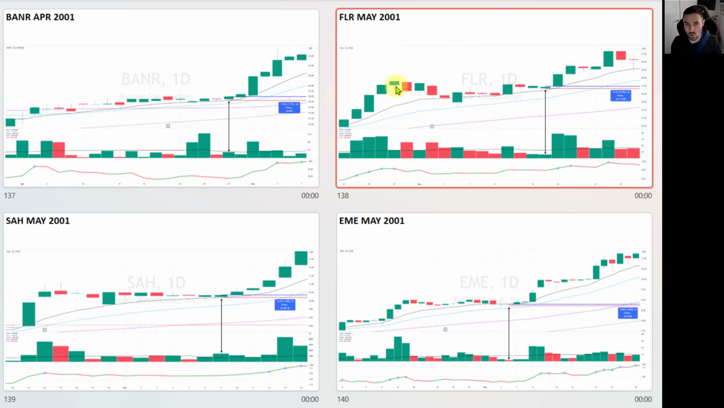FLR, May 2001, pulls in, bounces from just above the 21-day EMA, gets tight here. This is like trigger bar-esque as well, but this one over here, even better. See, just tight 3-day pullback, inside bar just above the 10.